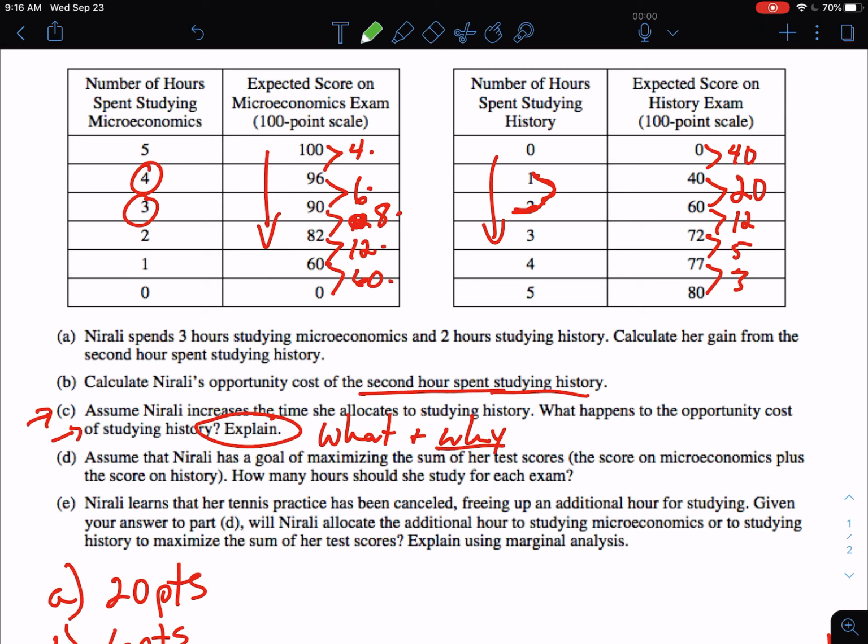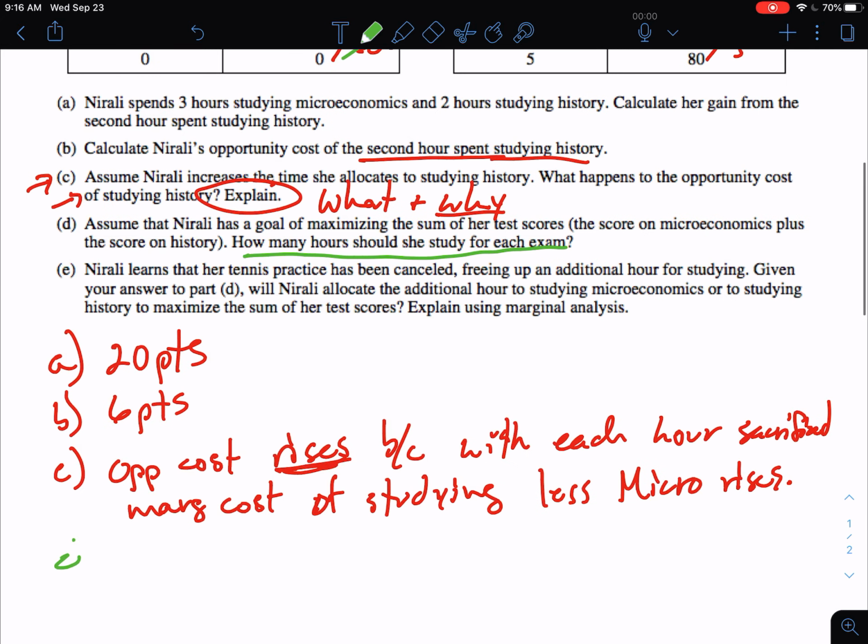So the first hour, where's she going to get the most bang for her buck? By studying an hour of micro. Second most, studying an hour of history, because 40 is the next biggest. Then 20 is the next biggest after that. Then we are tied with 12, so she studies for each, and now she's studied all of her 5. How many hours should she study for each exam? There's no explain, so all we have to do is write it down. She should study 2 hours for micro and 3 for history.